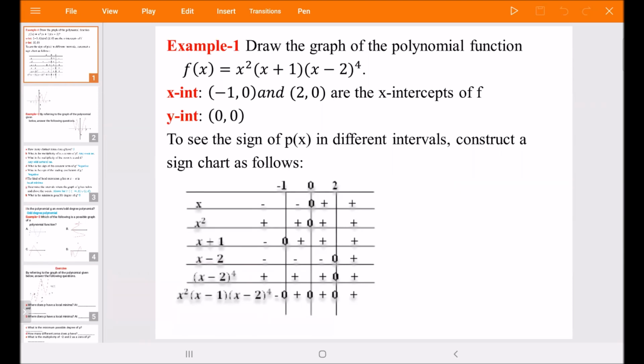Now, to correctly sketch the graph of this polynomial f of x, the next step must be determining where the graph of f of x lies below the x-axis and where its graph lies above the x-axis. And this is possible by constructing a sign chart. And to construct a sign chart, you have to take the zeros of the given polynomial. These are 0, minus 1, and 2.